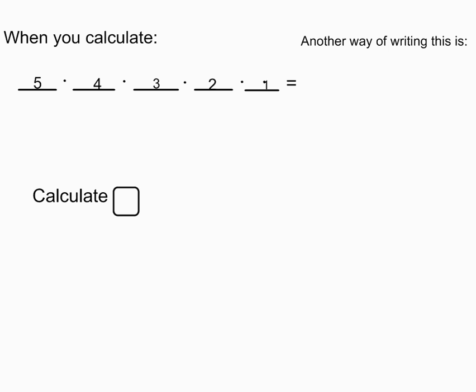Now when you calculate 5 times 4 times 3 times 2 times 1, there's another way of writing that. You may already know this, but this can also be written as 5 factorial, and I'll write it for you.